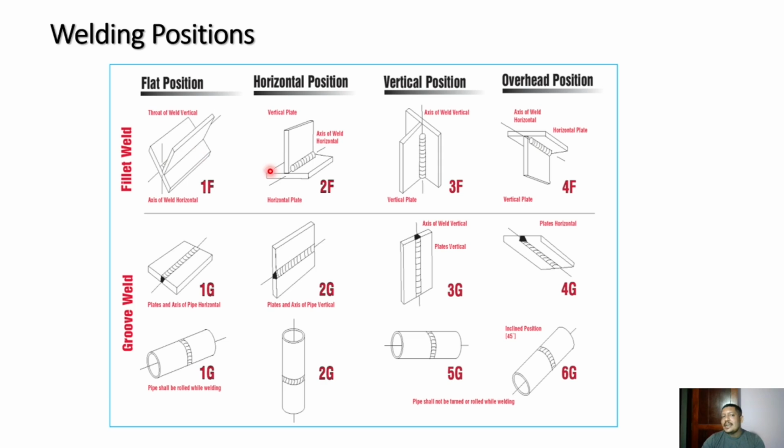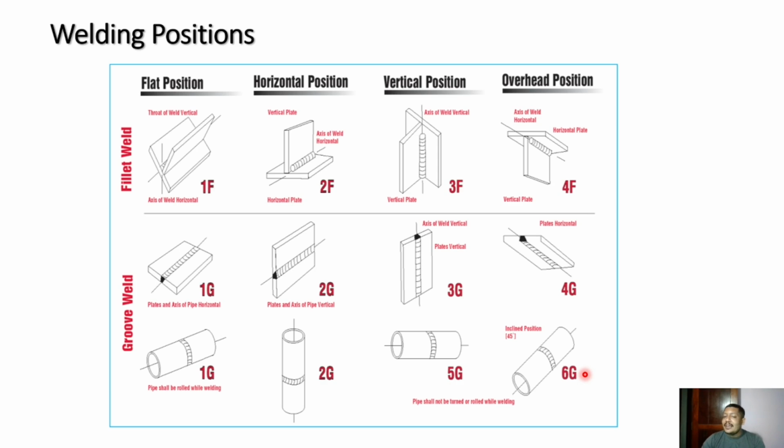So this is a flat position, this is a horizontal position, this is a vertical position, and this is the overhead position. So you will have 1F, 2F, 3F and 4F. In the same way, if you are making a groove, of any shape, we'll come to that later, we call it flat position as 1G, horizontal position as 2G, vertical position of plate as 3G and pipe as 5G, overhead position of a plate as 4G and inclined position of a pipe as 6G. So these are the types of weld positions.